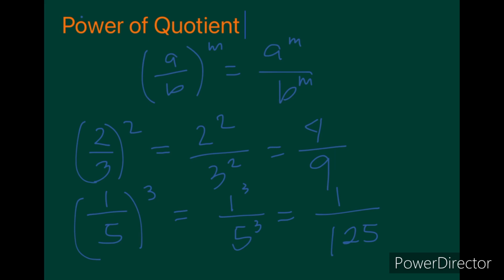Next, another law of integral exponents is what we call the power of a power. In power of a power, a raised to m raised to n, or the nth power of a raised to m, is equal to a raised to m times n. You just simply multiply the inner exponent by the outer exponent.